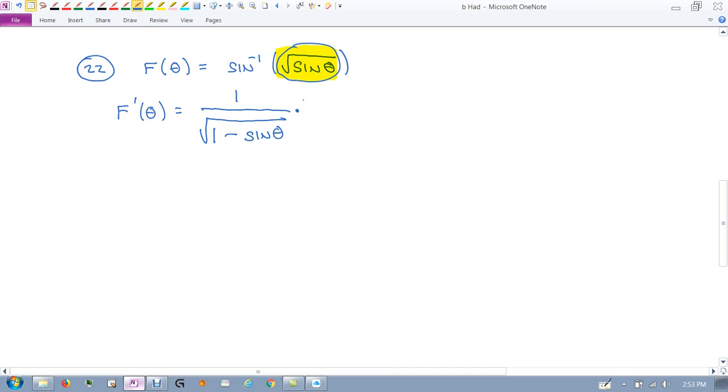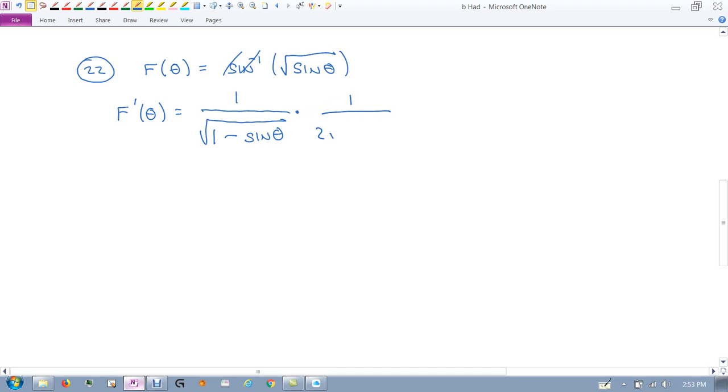Then times, now I need to, I've done the derivative of the arc sine. I need to take the derivative of the rest of this. And now I have this root to take care of. So what is the derivative of the root of something? 1 over 2 roots of that something. So I've taken care of the root. Now go inside that, take the derivative of sine, that's cosine.